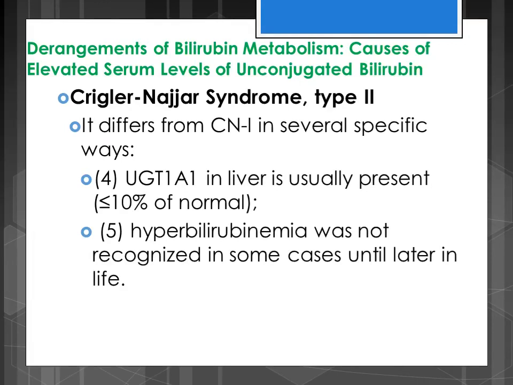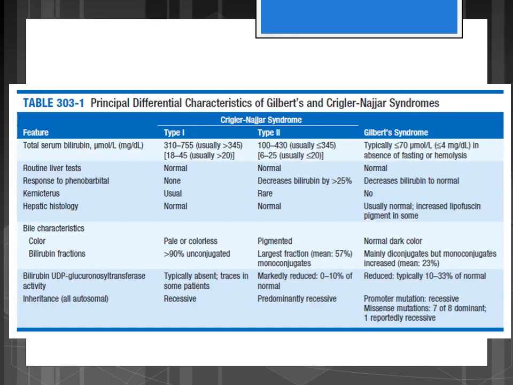Okay, so we have here the principal differential characteristics of Gilbert and Crigler-Najjar syndrome. So among the three, guys, which is the most severe: type 1, type 2, or Gilbert syndrome? Let's just assess your learning. Okay, 1, 2, 3. It's the type 1 Crigler-Najjar syndrome because it can exceed 20 milligram per dl, unlike for type 2. But sometimes even for type 2 of Crigler-Najjar, it can also exceed 20. But as you can see here, guys, the total serum bilirubin is usually greater than 20 for type 1, less than 20 for type 2.